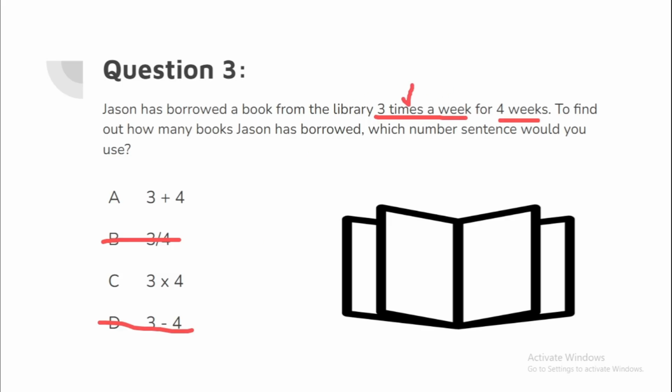Now, look here. It says 3 times a week for 4 weeks. This word right here, times, that means we're doing multiplication. So that means we're multiplying 3 times a week by 4. 3 times 4, if you don't know what that is, you can count on your fingers. 3, 6, 9, 12. It should be 12. But we're not finding this, we're just finding this. So it can't be A either, since we just found out what it is.